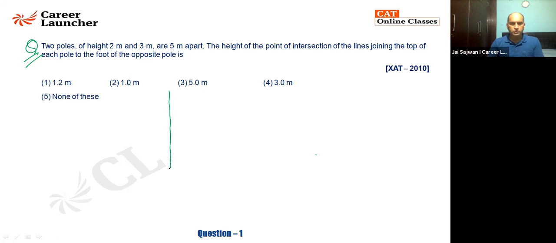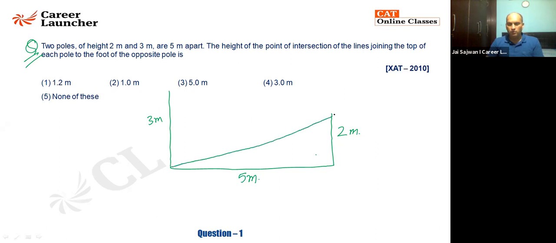So I got 2 poles. Okay, good Siddhant. The heights of them are 3 and 2 meters. They are 5 meters apart. The height of the point of intersection of the lines joining the top of each pole to the foot of the opposite pole. This is the foot of the opposite pole. I'll connect it this way. This is how it is connected.